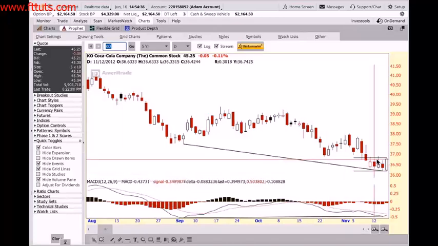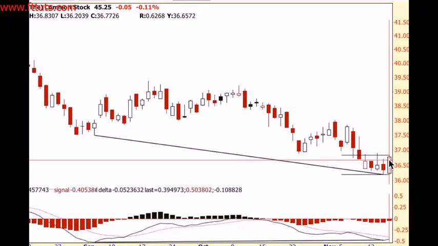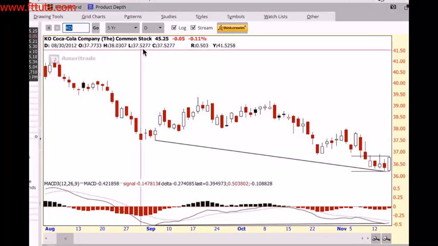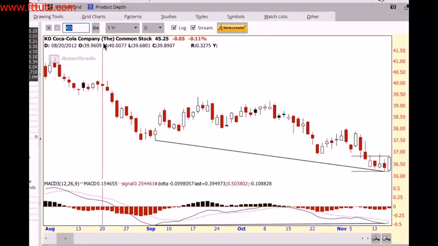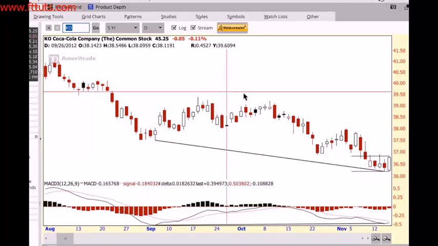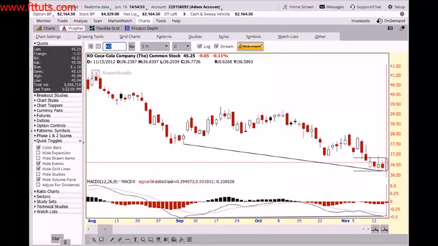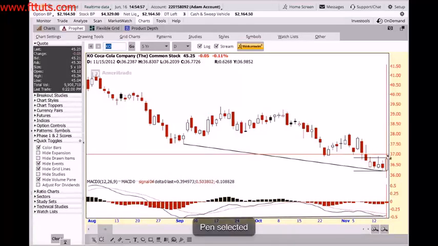Now, if you're wondering how I know the high and low, if you take a look at this L, that's the low, and that's the high. When I point at a candle, the high and the low of that candle will appear. That's how I know the high and the low. All right, great. Let me just write that down. So the entry price again is 36.